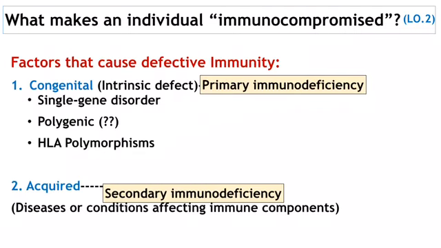First, congenital intrinsic factors, that means primary immunodeficiency, which includes single gene disorders, meaning one gene is defective or mutated, polygenic, that means many genes are mutated, or HLA polymorphisms. Second, acquired, that means secondary immunodeficiency, as a result of diseases or conditions affecting immune components.